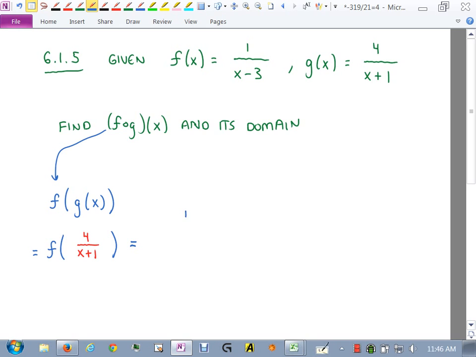So I start with the 1 on top. I replace the x with what? 4 over x plus 1. And then what do I still have there? Minus 3. Does everybody see that this is the f function with the x replaced with g? Yes? Okay, unfortunately, we are not done.